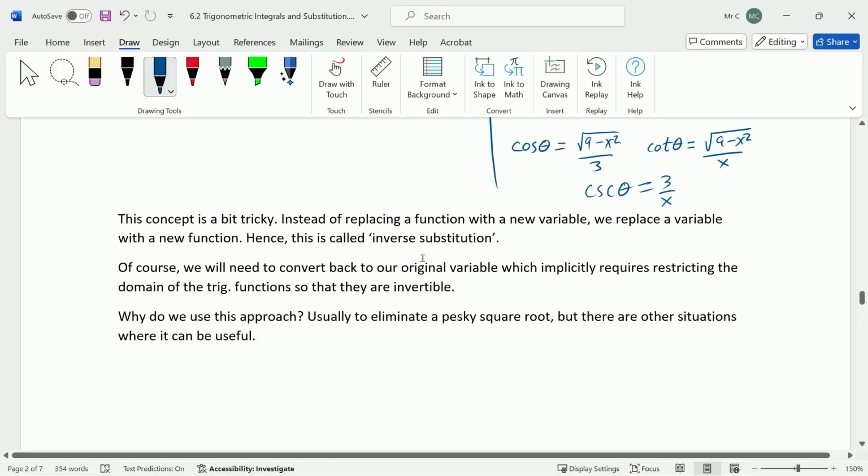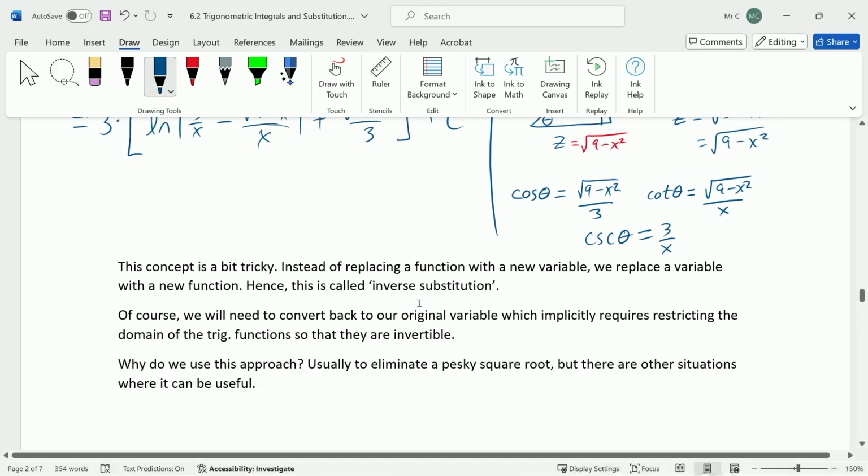So conceptually, this is a little bit tricky because instead of replacing a whole function with a new variable, we're replacing a variable with a new function. So we call this process an inverse substitution. And of course, as we saw, we need to convert back to our original variable. And that implicitly requires restricting the domain of the trig functions so they're invertible.